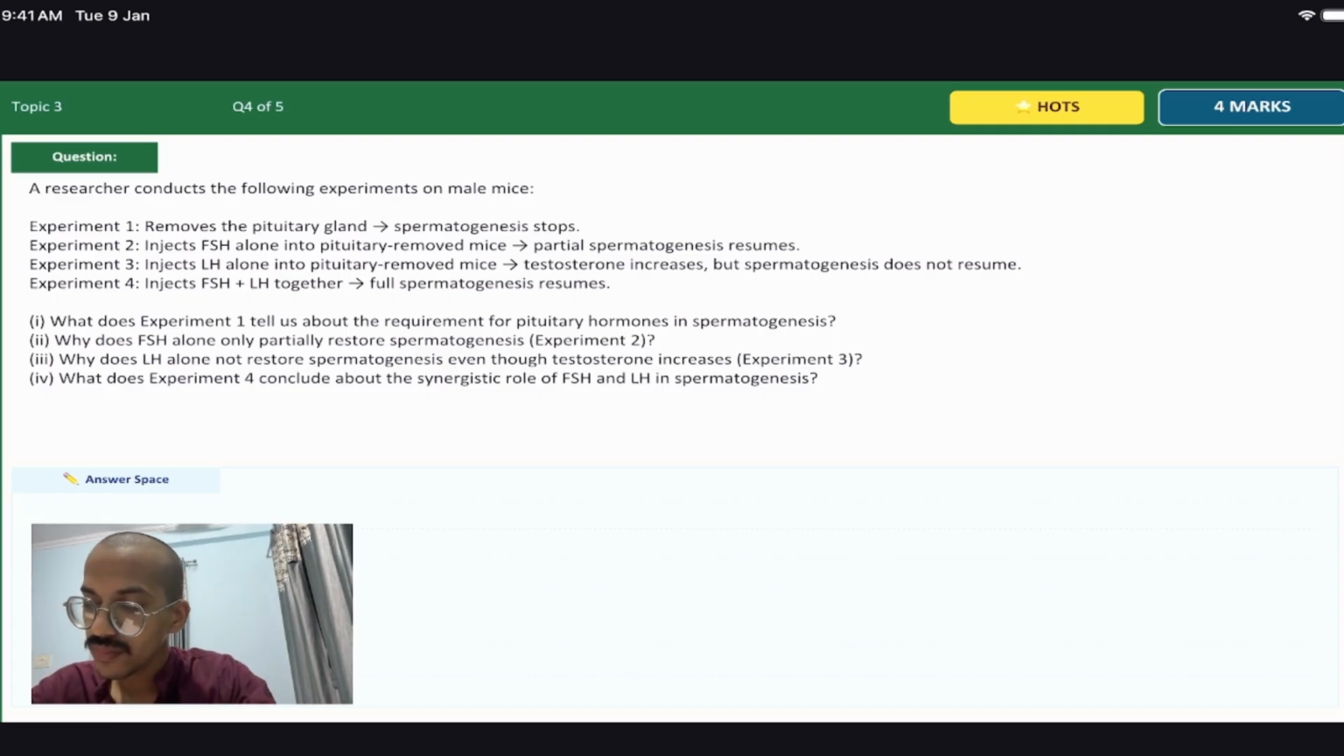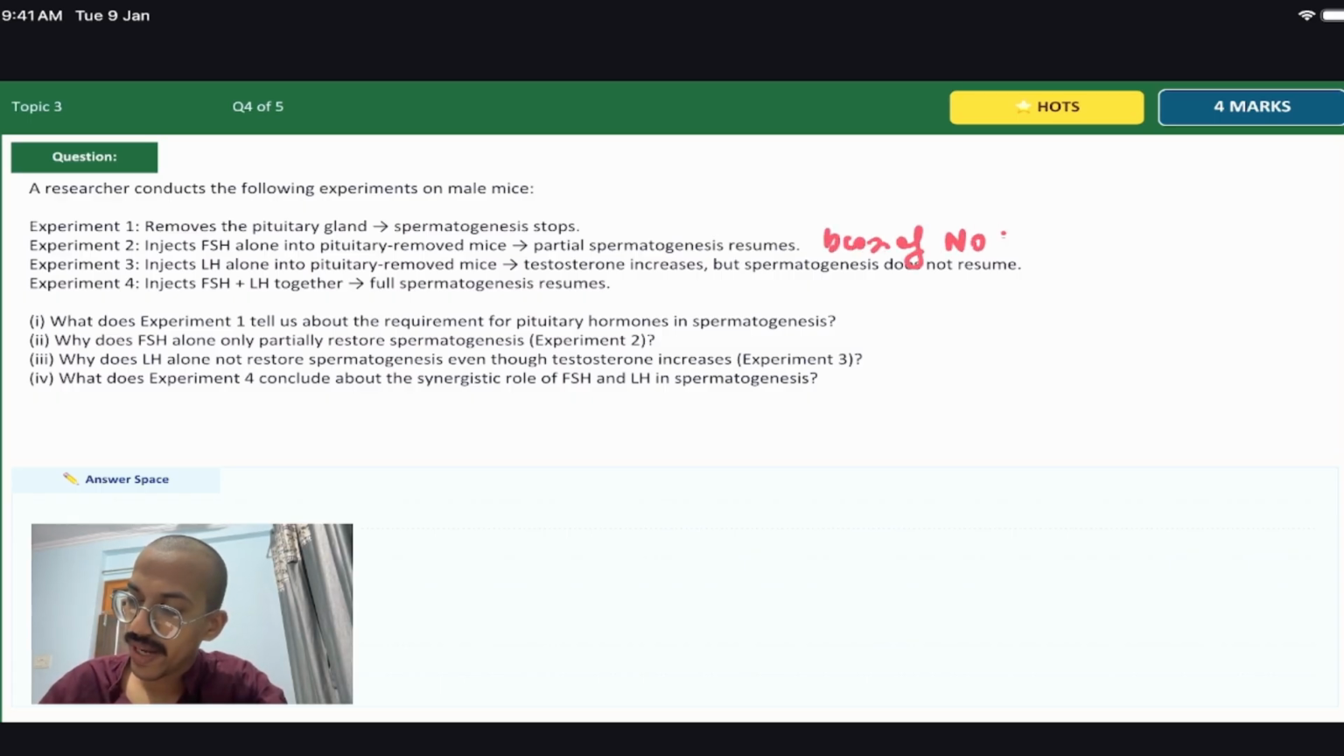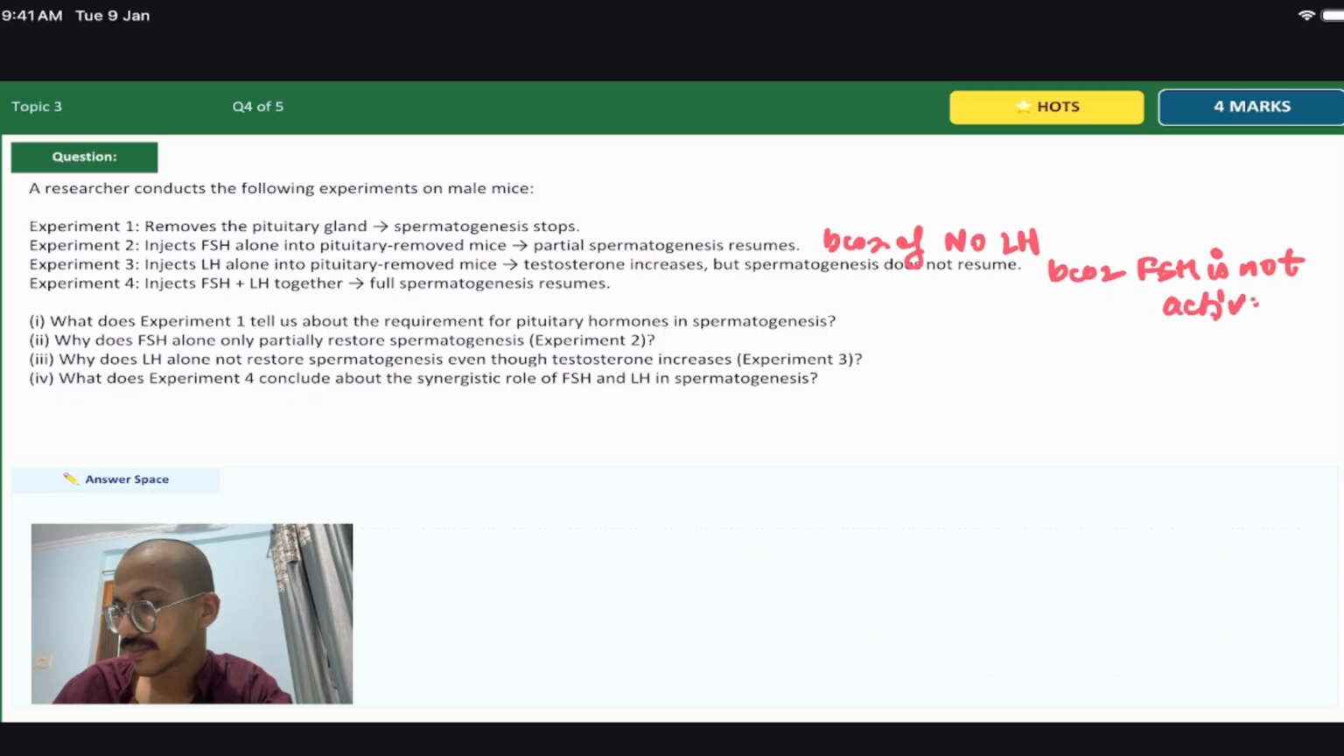Because of no LH. Next is experiment 3, inject LH alone into pituitary-removed mice, testosterone increases, but spermatogenesis does not resume because FSH is not there. Because FSH is not there, then who is going to be providing the nourishment? No nourishment, no development. Then the fourth one, inject FSH and LH together, full spermatogenesis resumes.